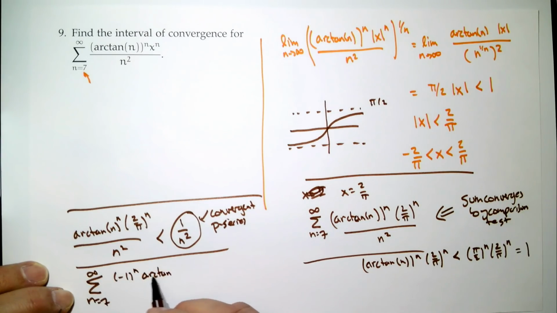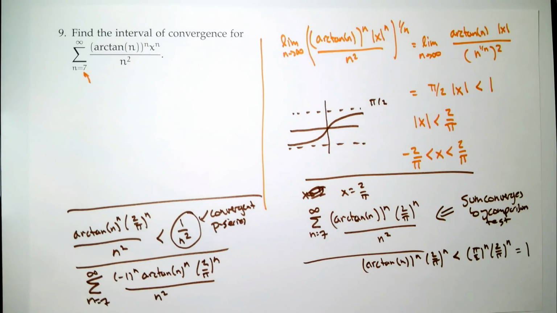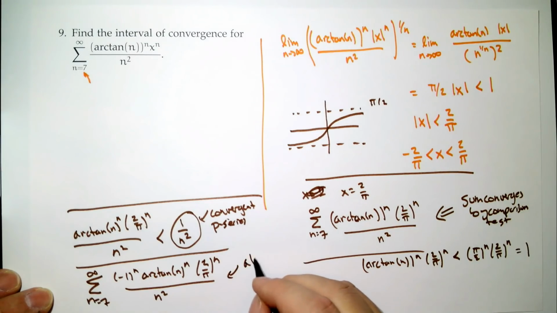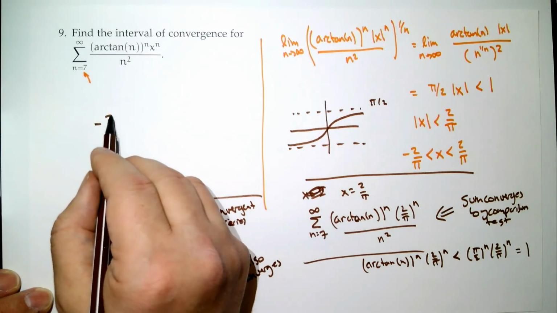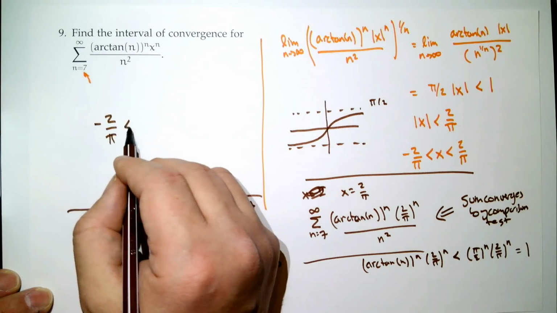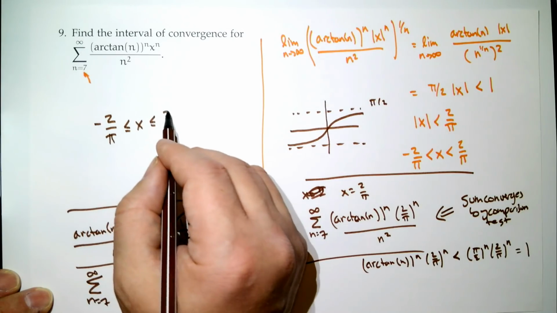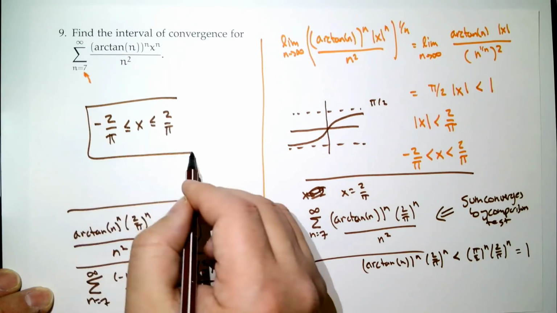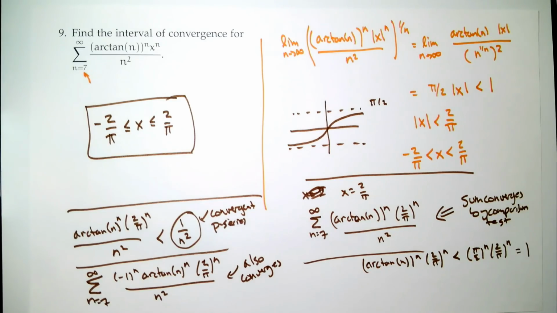So, given that we've already shown that the original sum, without the negative 1 to the n, converges, what's true about this sum? It also converges, because if you take the absolute value, it converges. That's what we just showed, that without that negative 1 to the n, it converges. So this also converges, and so we include that endpoint as well. And therefore, the answer is negative 2 over pi less than or equal to x less than or equal to 2 over pi. And that's the interval of convergence.